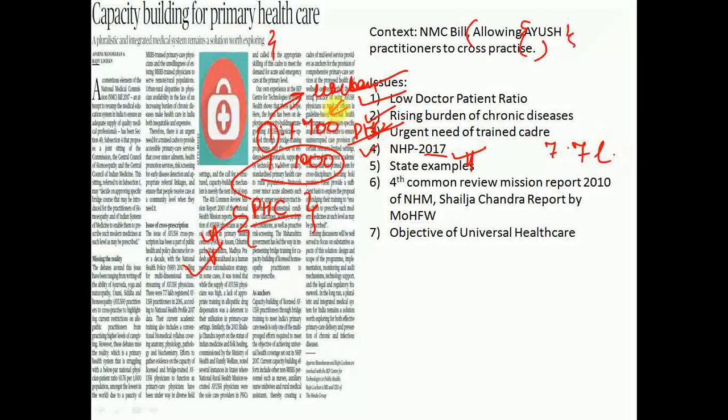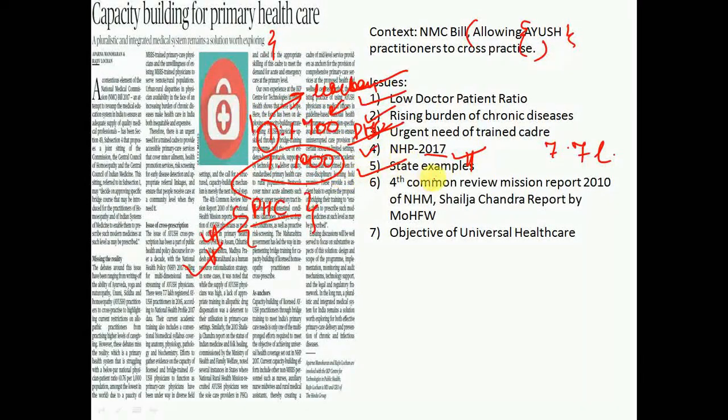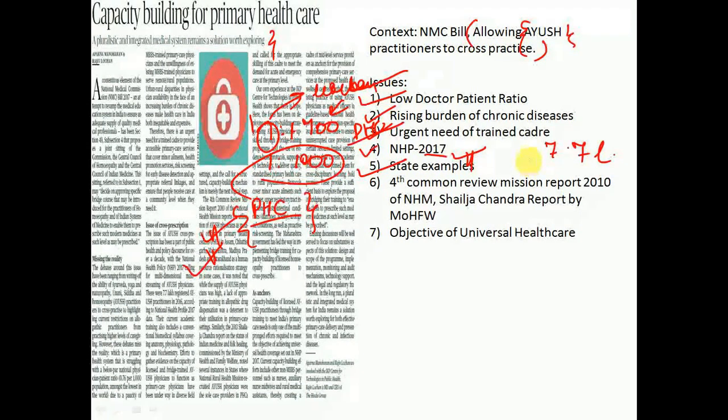That is one analysis. Another thing is that some states, for example, Assam, Chhattisgarh, Maharashtra, Madhya Pradesh, and Uttarakhand, are already using their Ayush professionals in their primary health centers. This is a part of the human resource rationalization strategy. So if it is already happening in some states, one should draw studies and one should advocate it in other states also. Further, the fourth Common Review Mission Report 2010 of the National Health Mission, and also the Shailaja Chandra report by the Ministry of Health and Family Welfare, have all called for ensuring this shift of Ayush professionals through a bridge course into the mainstream healthcare providers. So that is one analysis that has been given.